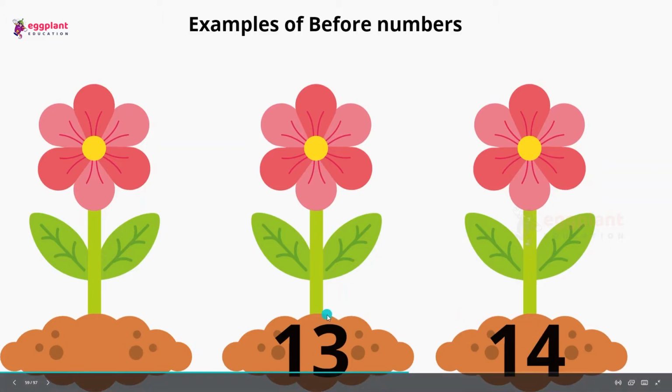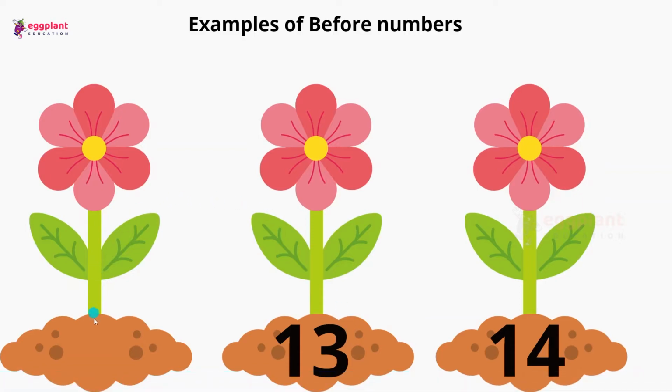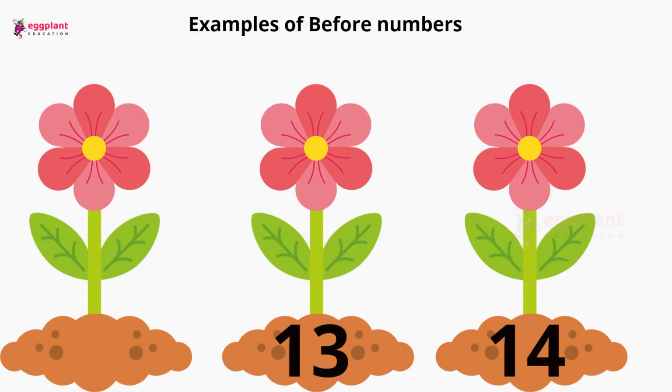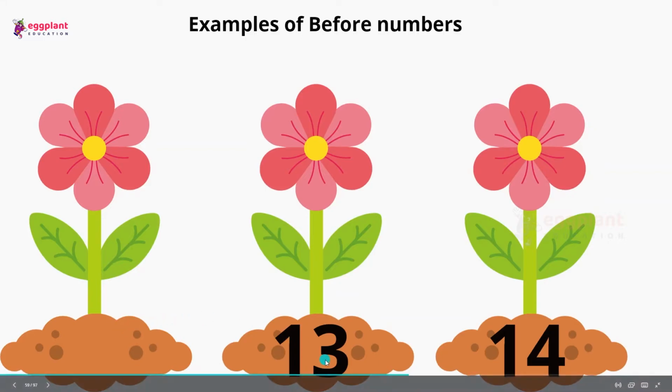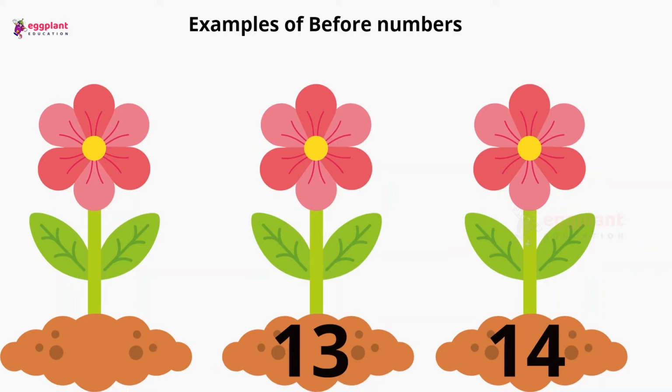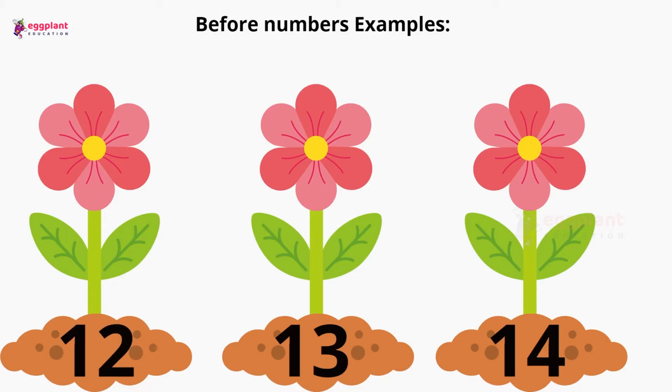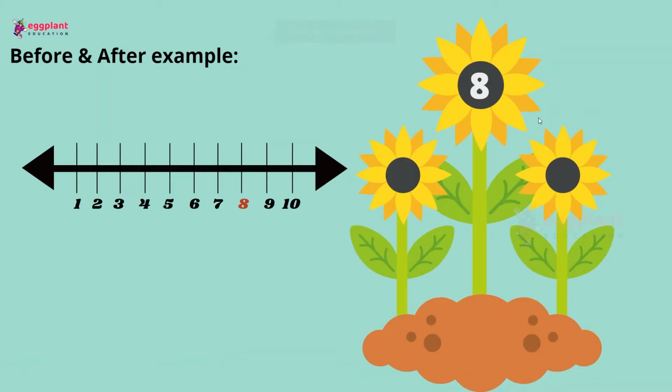That is backward counting. They have given the number 14, 13. You are going to tell me what comes before. What comes before 13? Always, the before number is one number lesser than the previous number. So what is the number given here? It's 13. One number lesser than 13 means the before number is 12. That's the correct answer.